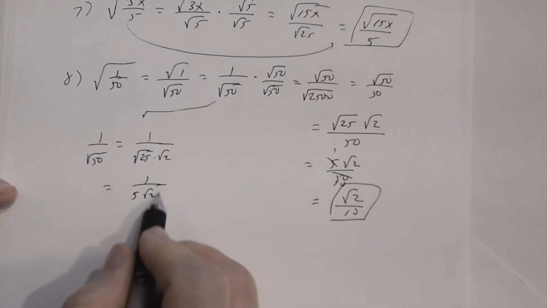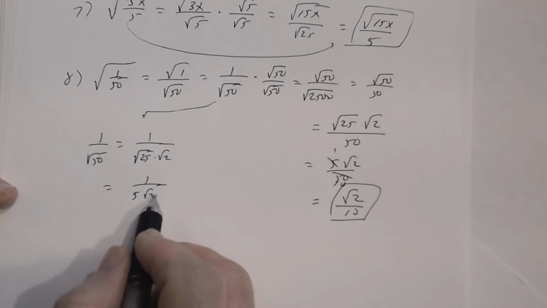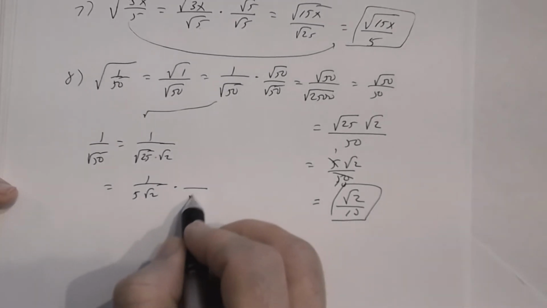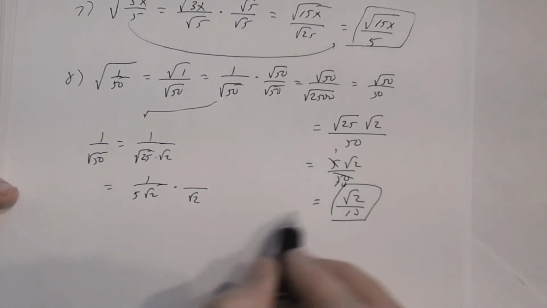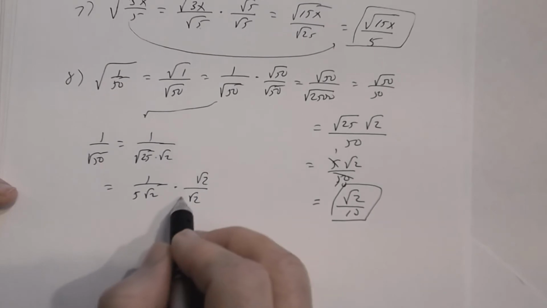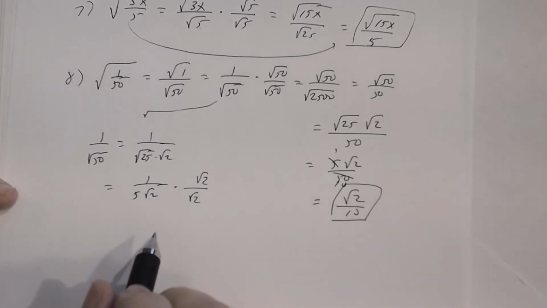And now we're going to rationalize the denominator, so I need to get rid of the square root of 2. So I'm going to multiply both denominator and numerator by the square root of 2. Just the square root of 2. Don't say 5 square root of 2, because then you're going to have to reduce at the end still.